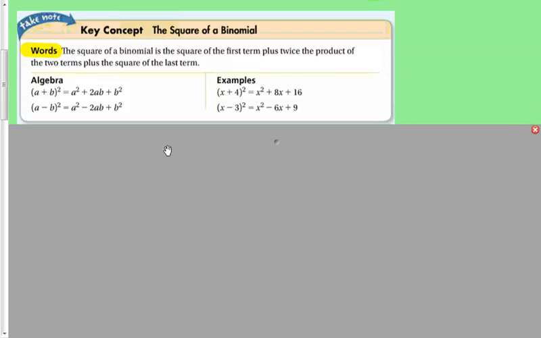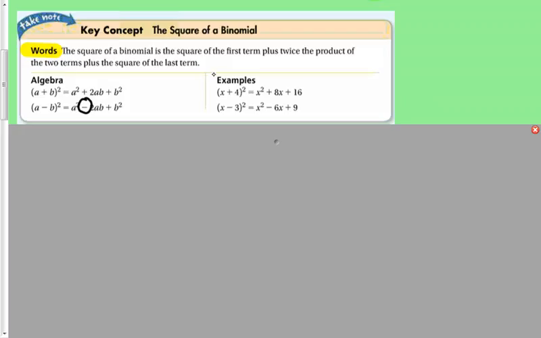In other words, if you have a plus b squared, you square the first term, so that's where you get the a squared from. Then twice the first term times the second term, so that'd be ab, and that'd be 2ab, and then plus the square of the last term, which would be b squared. The same thing goes for subtracting. You just have a subtraction sign here. So it'd be a squared minus 2ab plus b squared.